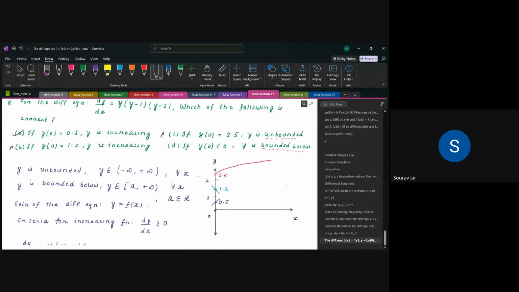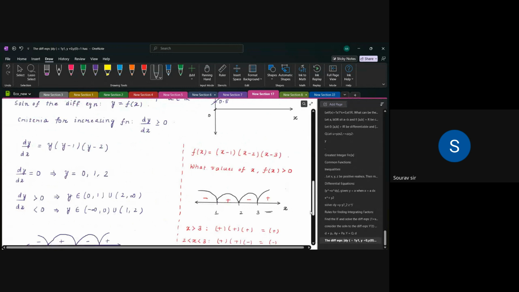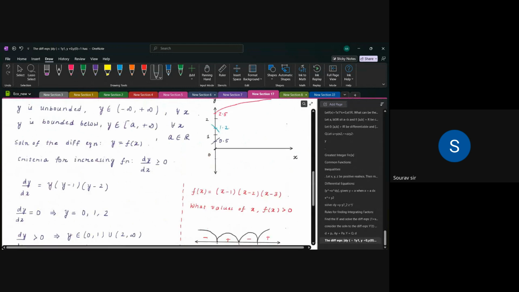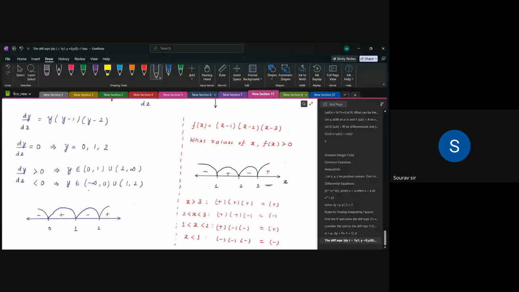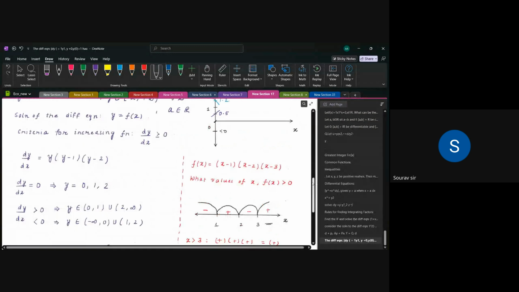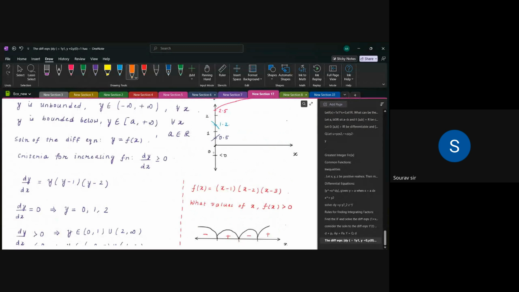If y of 0 is negative, then y is bounded below. So y of 0 negative means some value of y which is over here, let's say. This is a negative value, right? So for any negative value from minus infinity to 0, what is dy by dx? It is negative, right? So it is decreasing, right? It will continue to decrease. So the curve will be something like this, right?